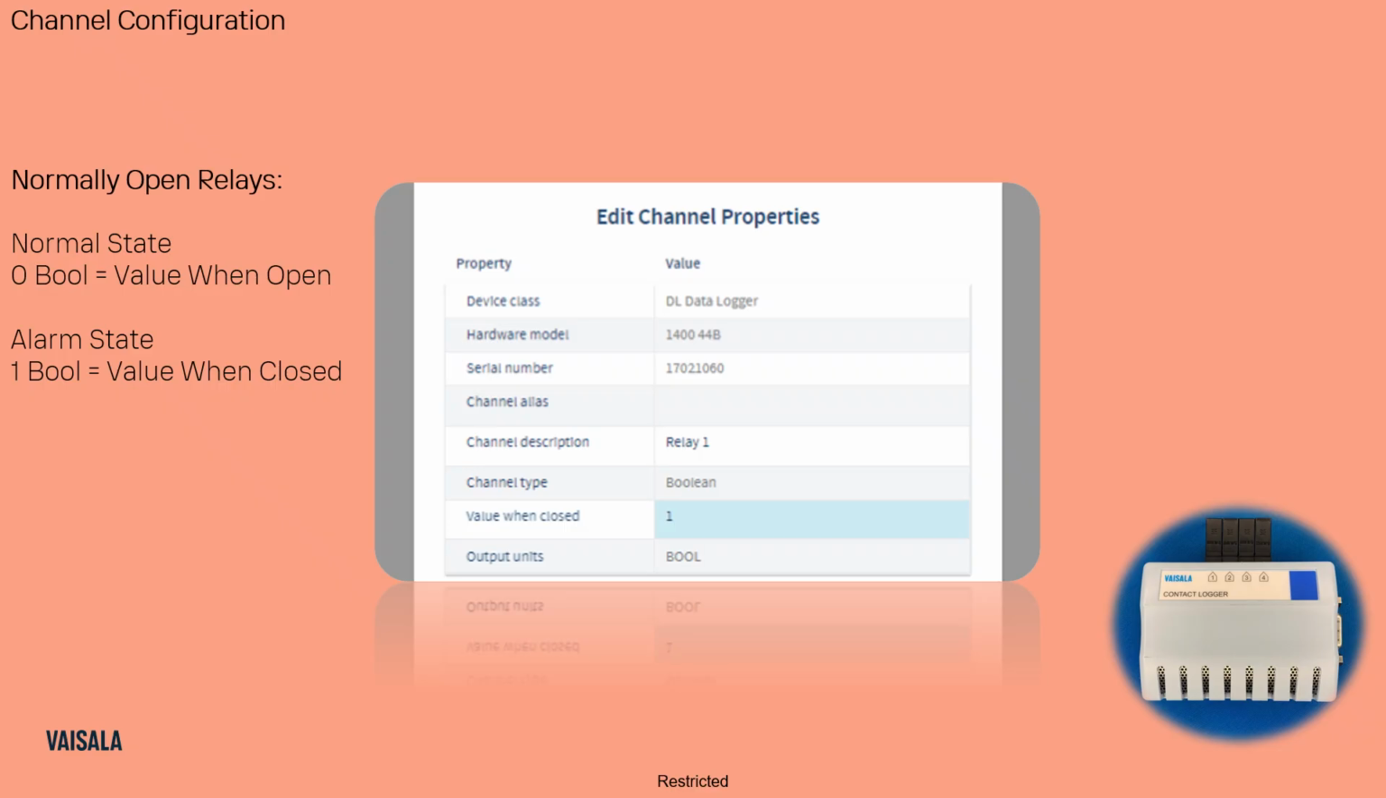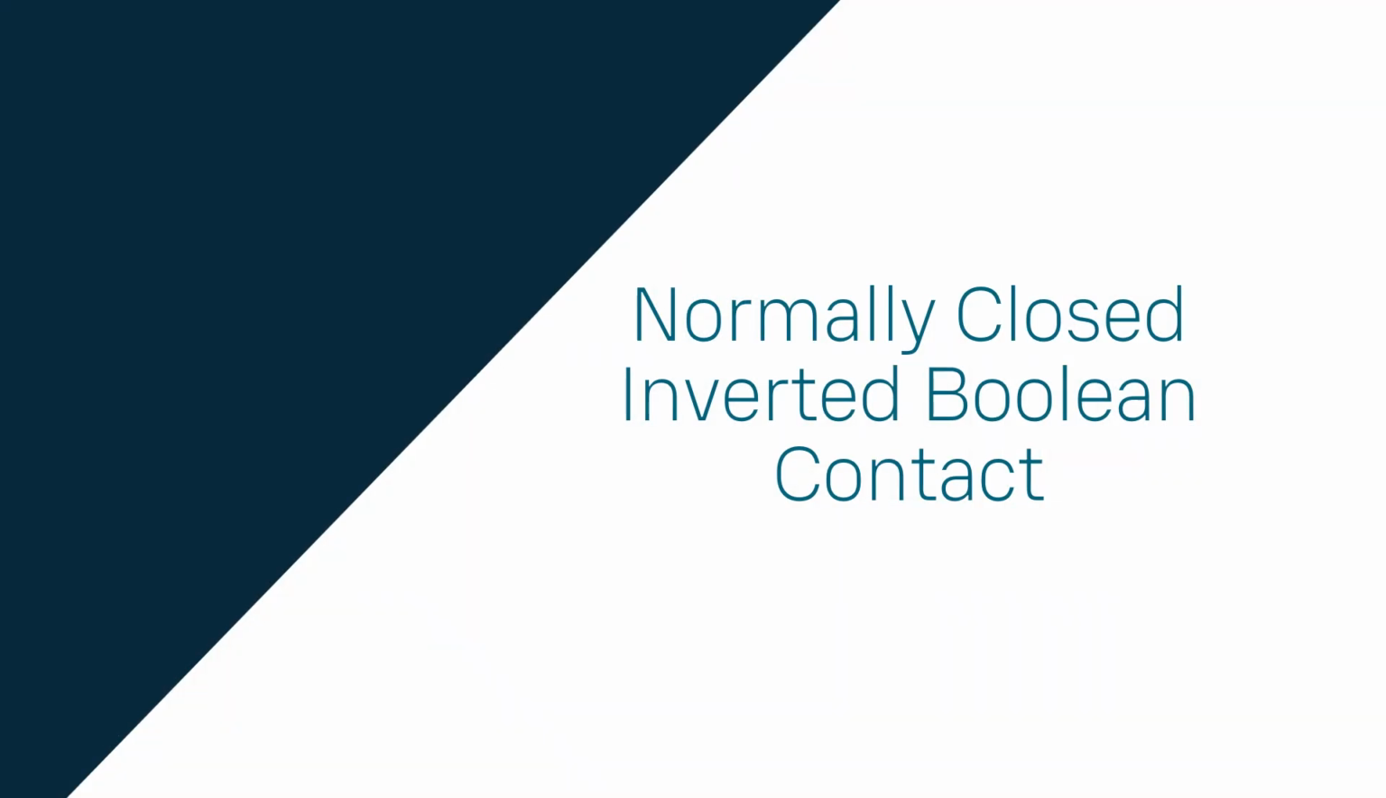So on the data logger configuration here in viewLinc, it's asking you what is the value when closed. So the value when closed for normally open contact is going to be 1. So when the contact is closed, it's an alarm state. And that's pretty much all there is to the normally open contacts.